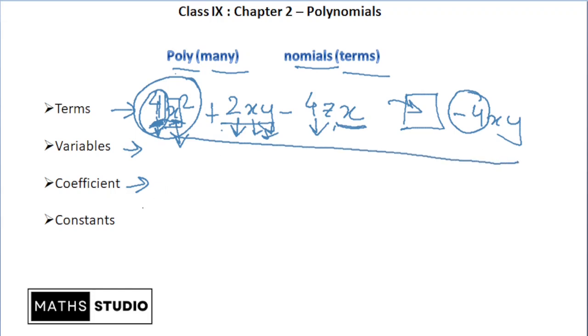Okay. And what is a constant? The one which does not have a variable attached to it. For example, I write 2x plus 7. In this case, 2x is a term, 7 is also a term. 2 is the coefficient, x is the variable. 7 does not have any variable attached to it. So 7 in this case is a constant.